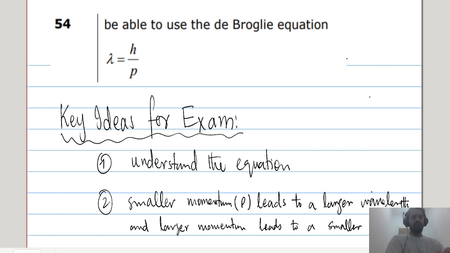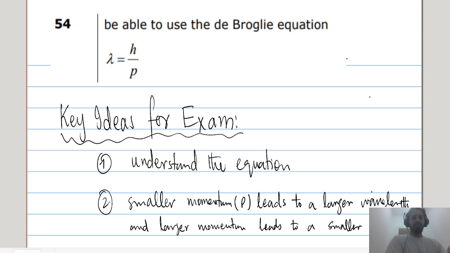Next up, we have the de Broglie equation, lambda equals h divided by p. Now, what is lambda, what is h, and what is p? So lambda is the wavelength of the wave associated with the particle, h is Planck's constant, and p is the momentum of the particle. If you don't remember, momentum is just mass times velocity.